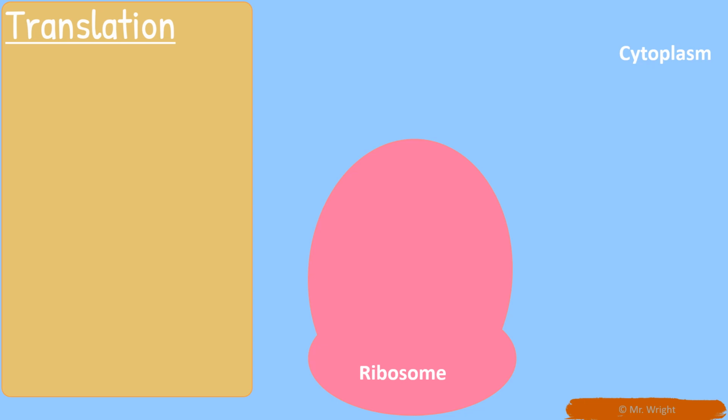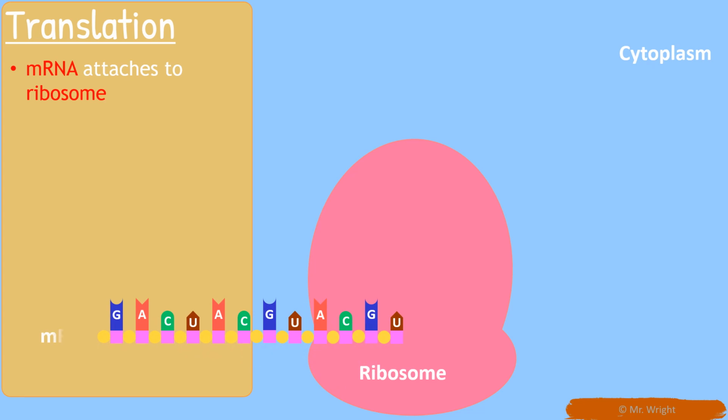The next phase of protein synthesis, translation, occurs in the cytoplasm at organelles called ribosomes. The mRNA molecule that was formed during transcription arrives and attaches to the ribosome, carrying the coded message for protein synthesis.